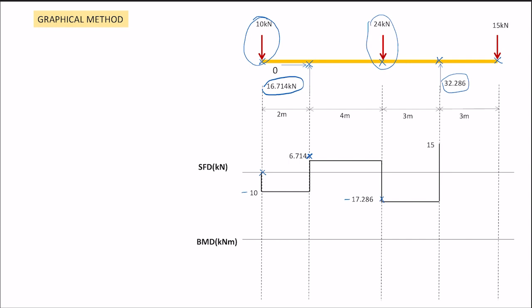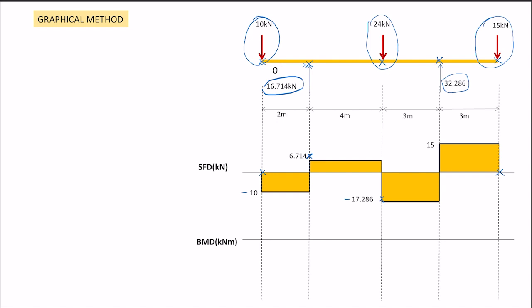After that, there is no force for the last 3 meter itu, so go straight. And after that, last kali we have the force at the overhanging beam there. It is 15 kilonewton, meaning 15 minus 15, it will come back to 0 here. So this is the overall SFD.